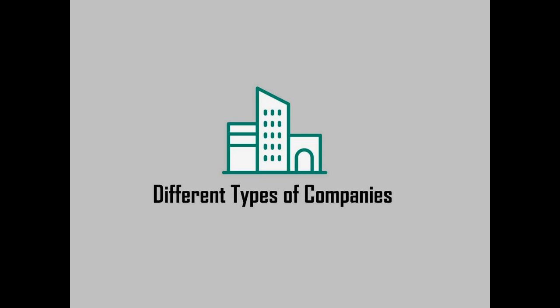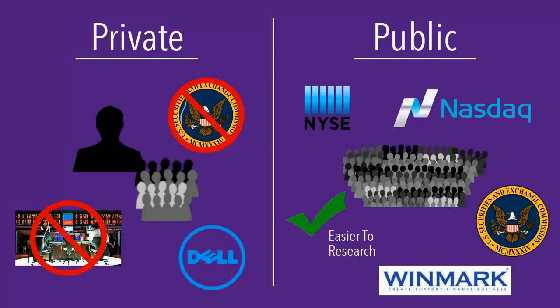The joint stock company is divided into two types. One is private company and the other one is public company.